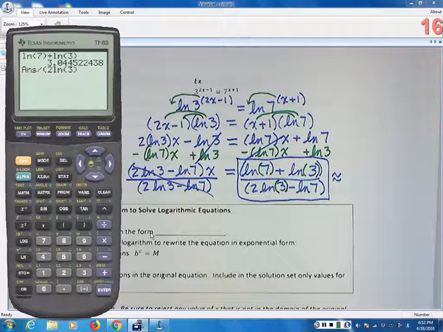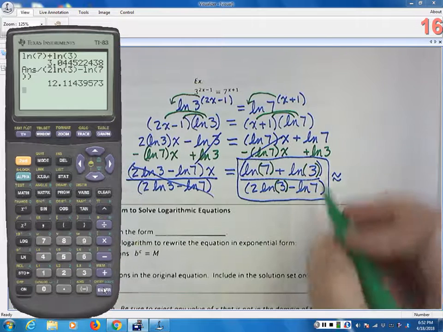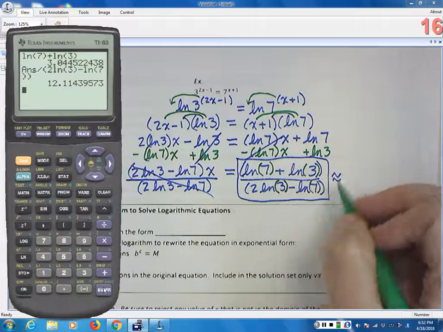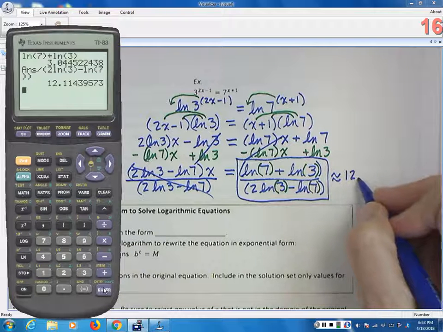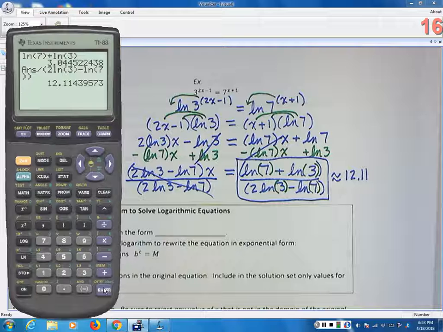Minus natural log of 7. The subtraction sign, natural log of 7. And we can close that and close the whole thing, or we could have just, the last couple parentheses, the calculator knows if you hit enter, it'll close things out. And you get 12.33, or no, 12.11. Okay, that's approximately 12.11.